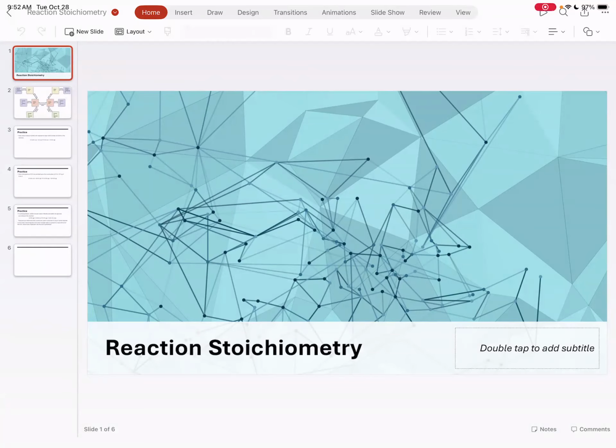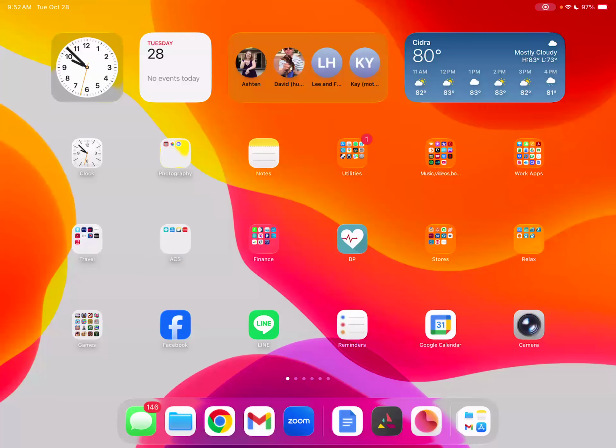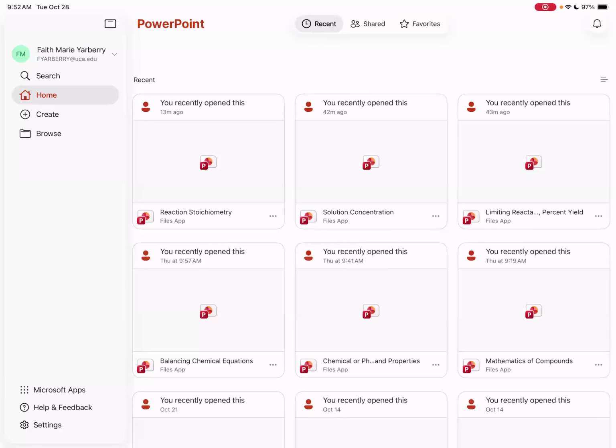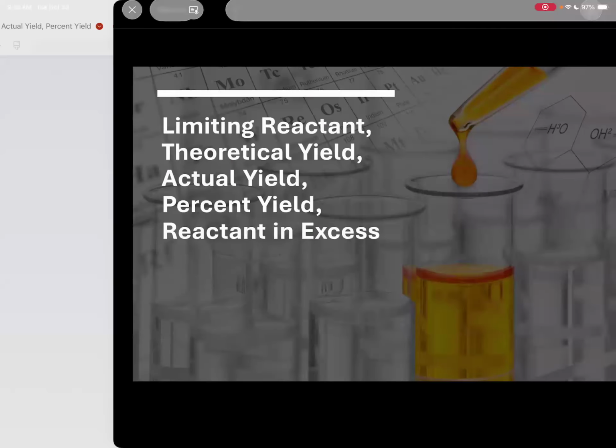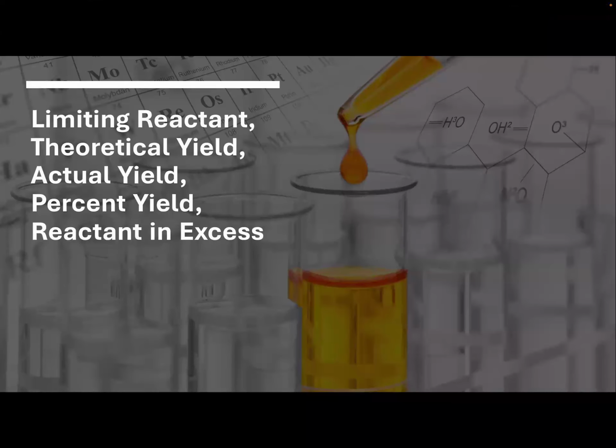Reaction stoichiometry. The reason I breezed through that last problem and didn't do the last problem is because we're actually going to get more practice. Because what we're going to do next is we're going to get into limiting reactants. And limiting reactants is going to use reaction stoichiometry.